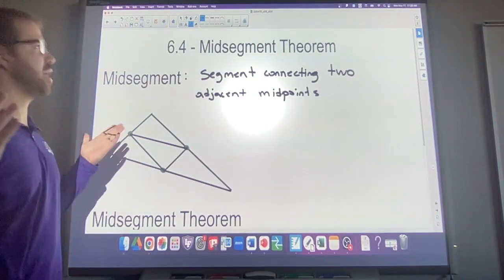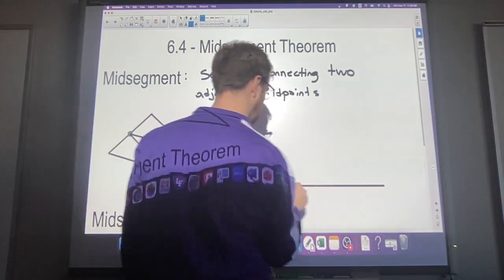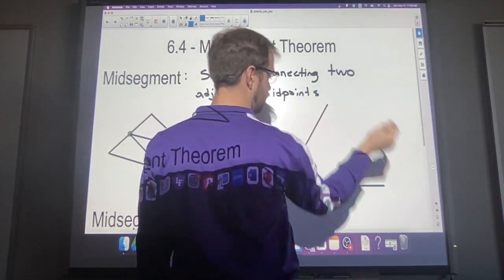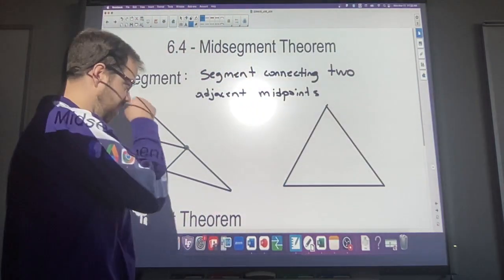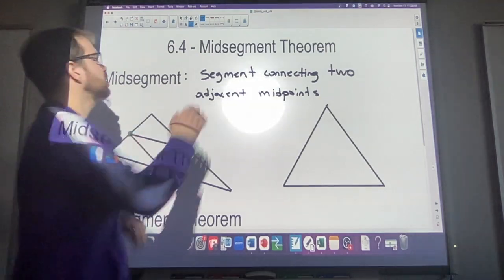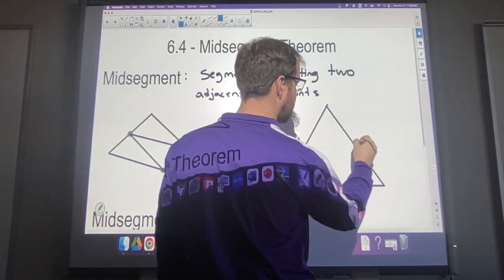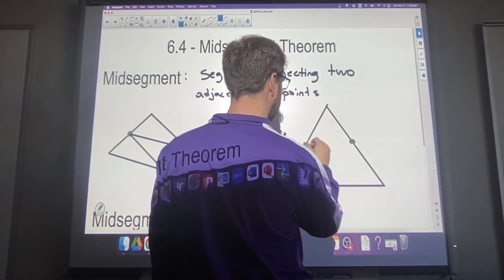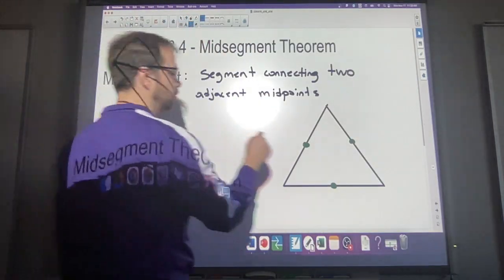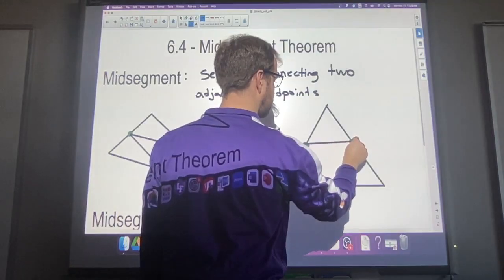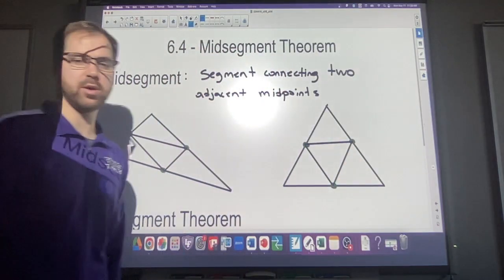Let's make it equilateral. Usually we avoid them, but it shouldn't hurt us in this case. You'll still see what's going on. So let's make an equilateral triangle. I'll do my best here. Is that equilateral? That's pretty close, we'll take it. Let's do the same thing: midpoints, and connect them. I think it's close enough. Boom, there we go.